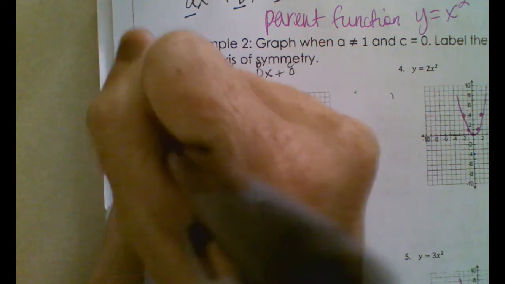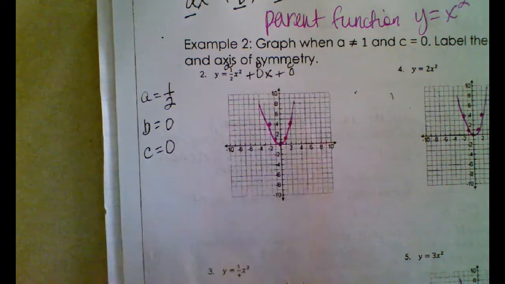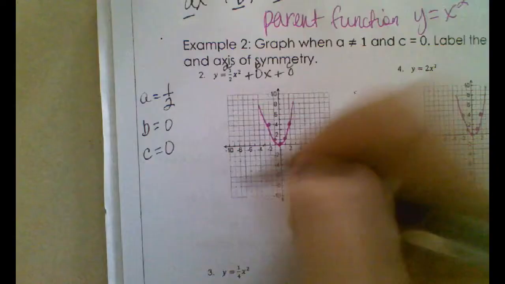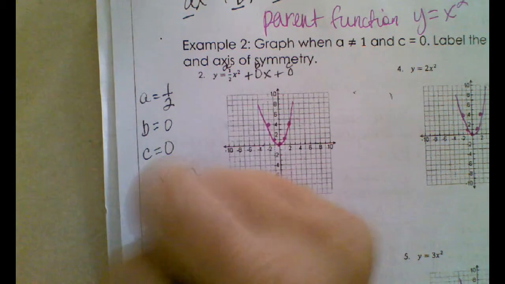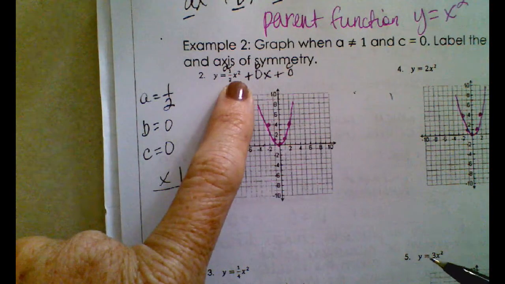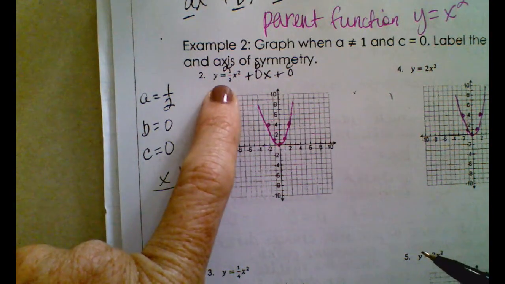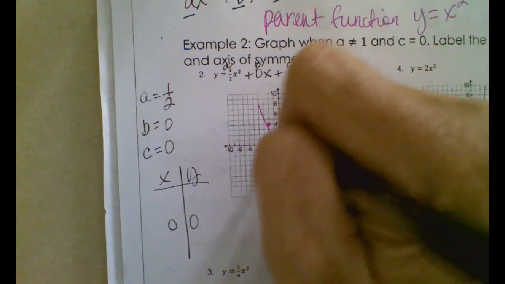What's my B? 0. And what's my C? So here's the kicker. When you don't have a B and a C, your middle is always going to be at 0. We haven't moved it anywhere yet. So when you use numbers to plug in, make 0 your middle one all the time. Now let's just plug in. What's 0 squared times 1/2? Still 0, right? So far we're on the same point.